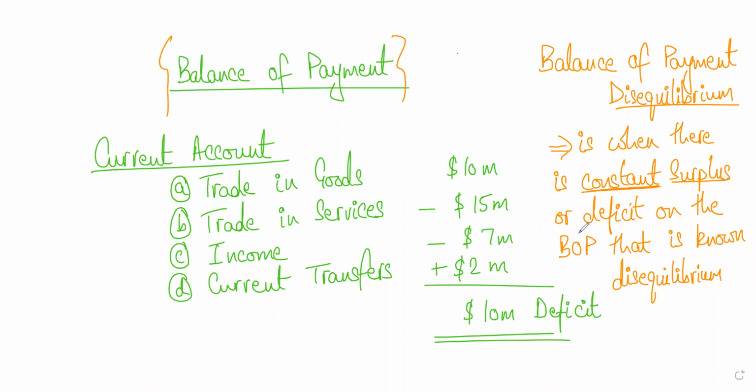This is how you can think about it. If Pakistan has faced persistent deficit in its current account, constant year after year, then we will discuss two things. A, why is that happening? B, what can be done to improve this situation? A, why is this happening? And B, what can be done to improve the situation?